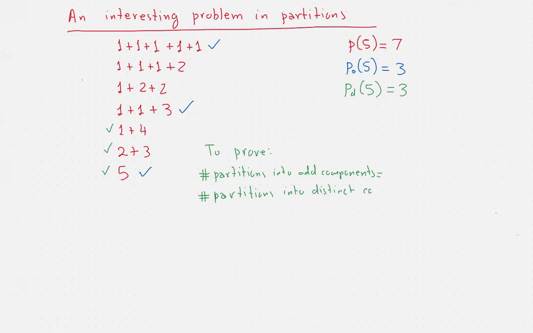So we will see how the theory of Q-series enabled Euler to actually prove this. And that's it. Thanks for watching.